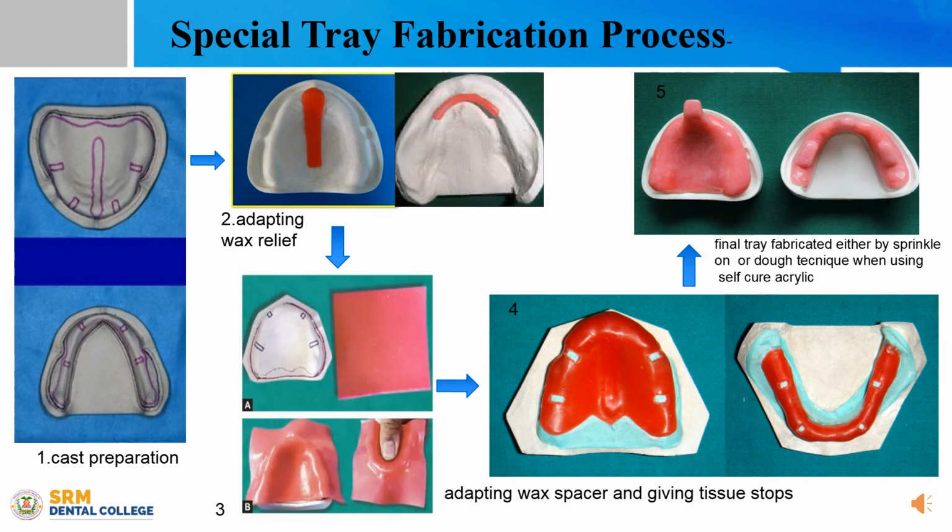After which you apply a separating medium over the cast surfaces, and then fifth procedure is fabrication of your special tray using cold cure resin. After which you place the handle and then you trim the entire special tray 2 mm short of the sulcus.